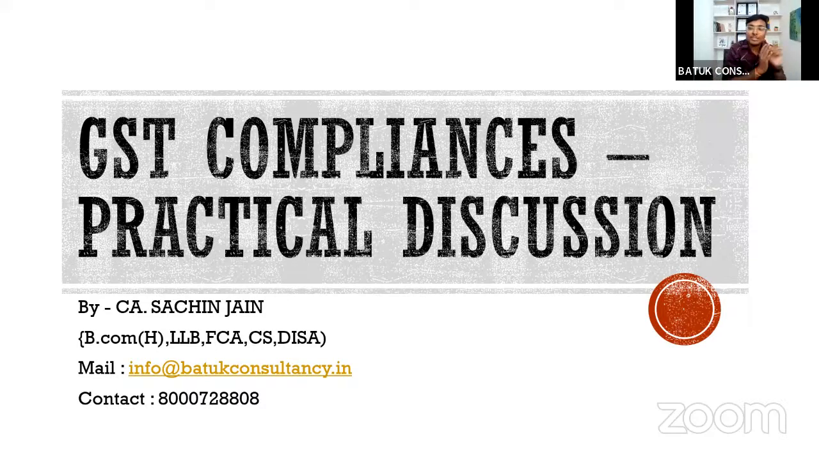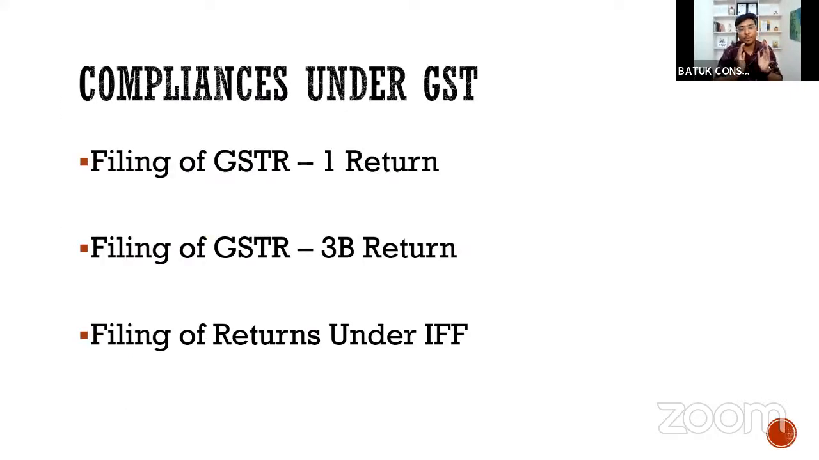So in the initial 5 to 7 minutes, I have tried to brief you about the importance of GSTR 3B and 1, because unless I have an idea about the importance of a particular thing, I am not going to give value to that specific thing. So, compliances under GST. In this webinar, we'll discuss our GSTR 1 return, GSTR 3B return, and the returns which will be filed under IFF, that is, Invoice Furnishing Facility.